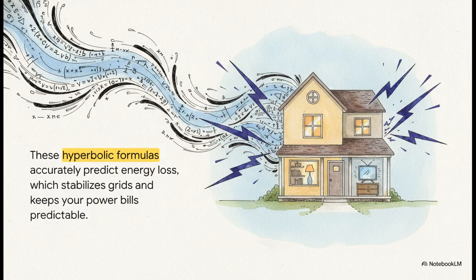So why does all this intense rigor actually matter to you? Well, because these exact hyperbolic formulas are what ensure your home electronics don't fry from unexpected power surges. They accurately predict energy loss and transmission efficiency over hundreds of miles. That stabilizes the grid and, believe it or not, keeps your power bills predictable. This is extreme, highly theoretical math, but it has a very practical daily impact on your life.